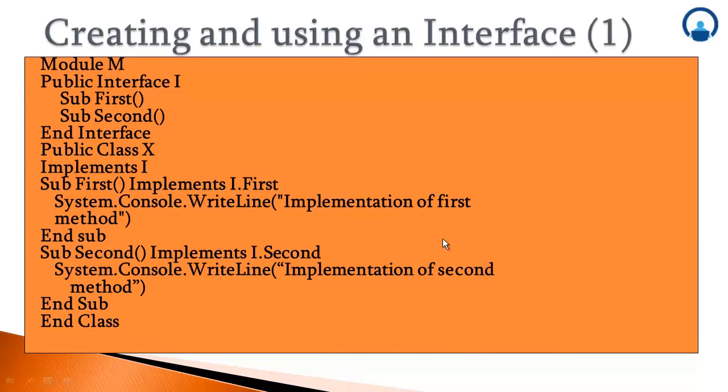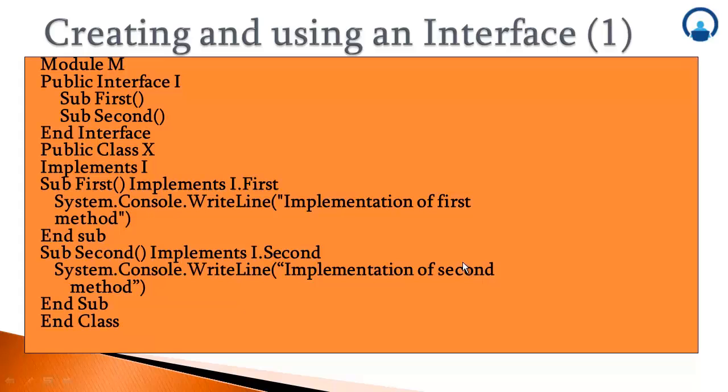So, we'll see one example for creating and using an interface. Here we have Module M, in which we have Public Interface I, which has two methods declared: Sub first and Sub second, then End Interface. As an interface cannot have method implementation, you can only have method declarations. We have another class, which is Public Class X. This class implements the interface I. So, Sub first Implements I.first. We are implementing here a method from interface I, which prints implementation of first method. Sub second Implements I.second prints implementation of second method.